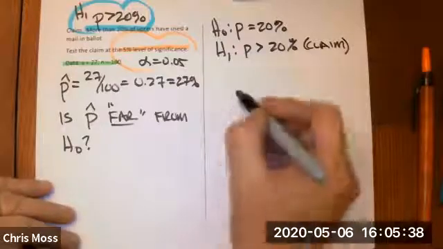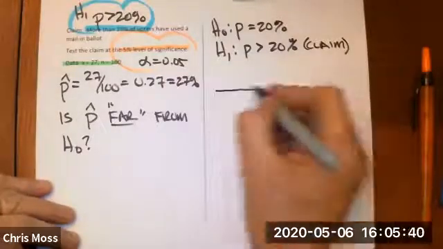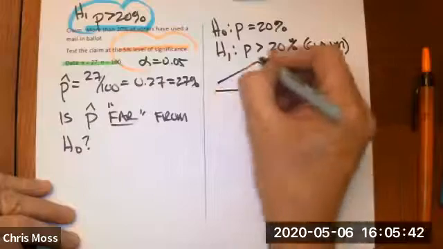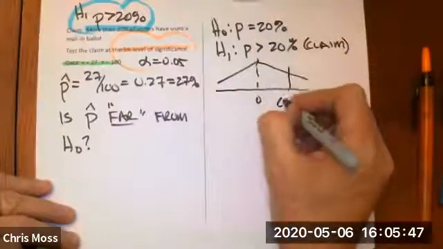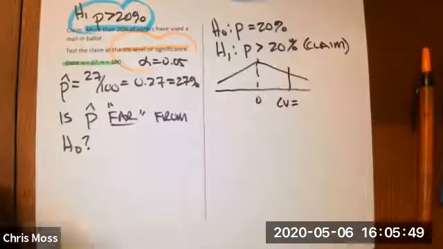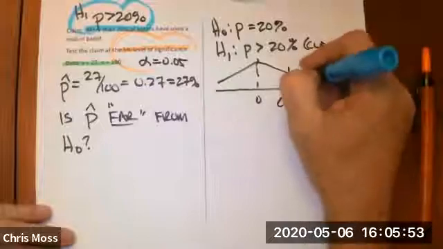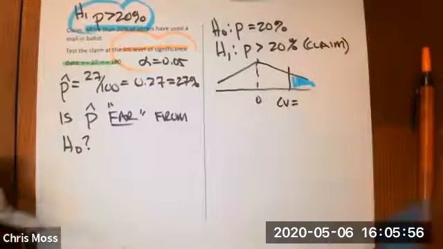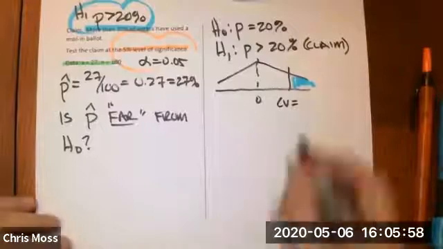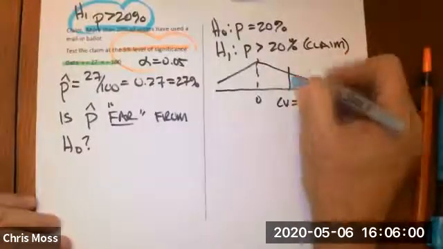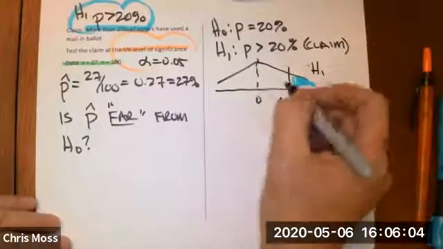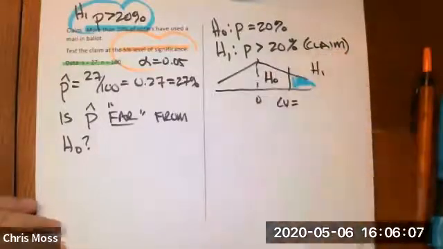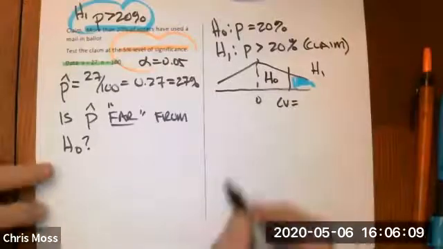Now, the traditional method means I want to draw a distribution. We use the z distribution. There's the 0 there. It is a right-tailed test, so my critical value is there on the right, and my rejection region is in there. Now, once I calculate my test statistic and plot that, if it plots out here, I'll go with the alternative. If it plots in here, I'll stick with the null hypothesis.